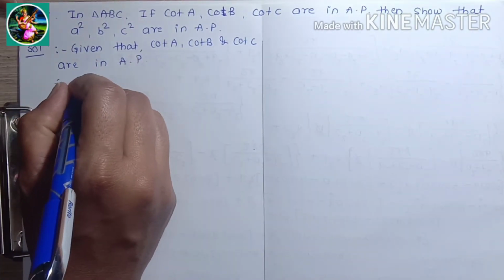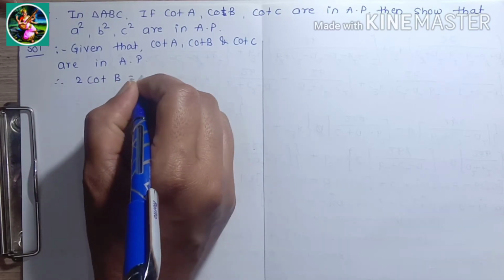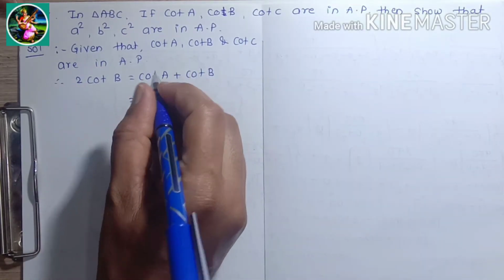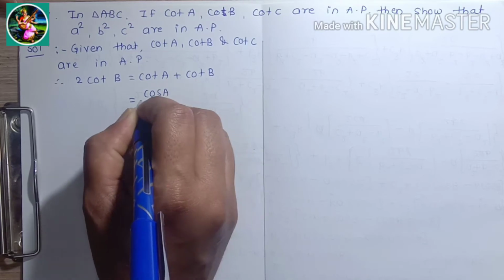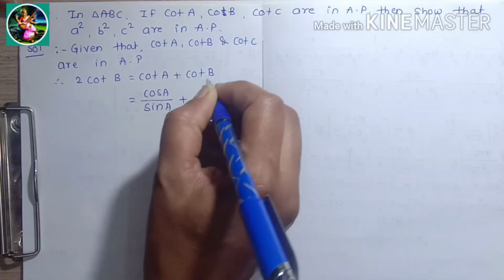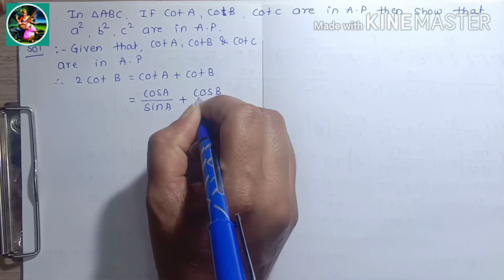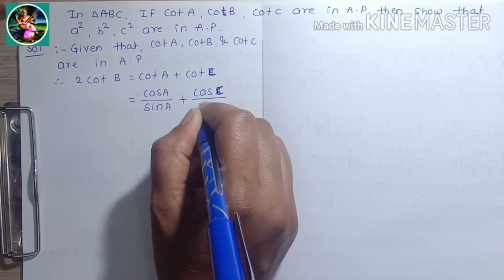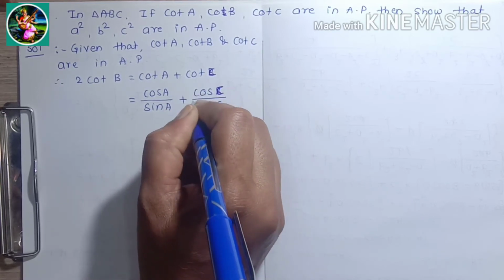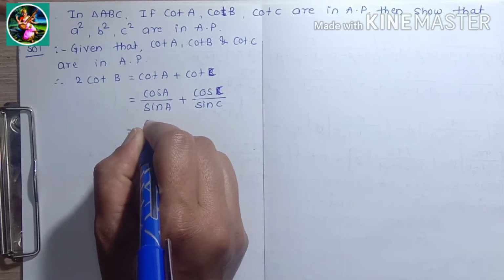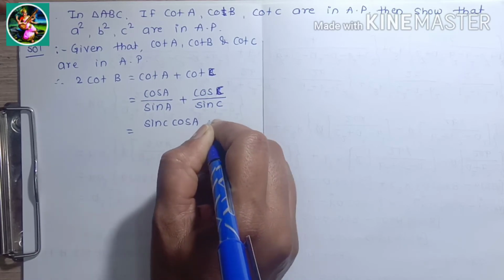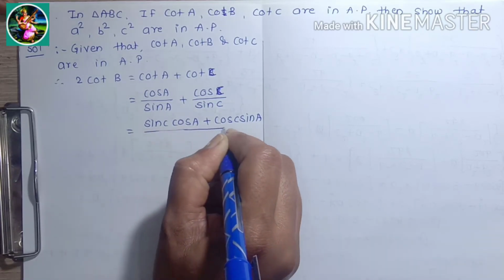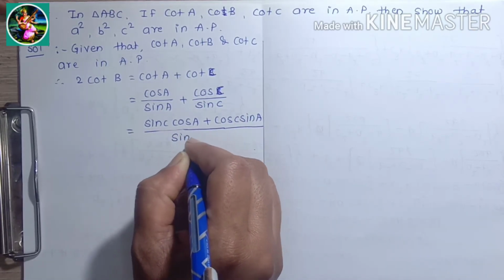Therefore, here we write 2 times cot B is equal to cot A plus cot C. That is equal to cot A, that is cos A divided by sin A, plus cot C, that is cos C divided by sin C. Here we take the cross product, we get that is sin C cos A plus cos C sin A divided by sin A sin C.